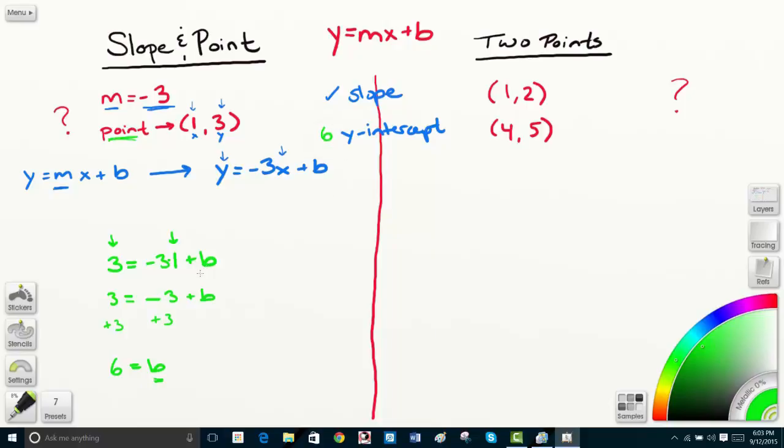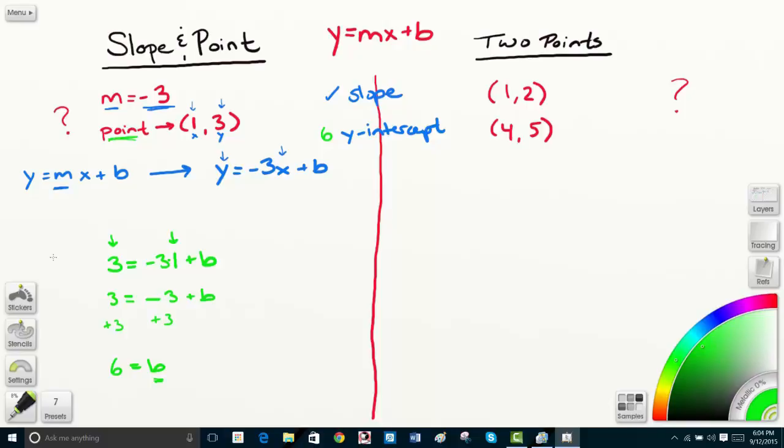So now I can write my equation. I have all the information I need to know. I know the slope is negative 3. I know that because they told me that at the beginning. And I now know that the y-intercept is 6. And I know that because I solved for it.